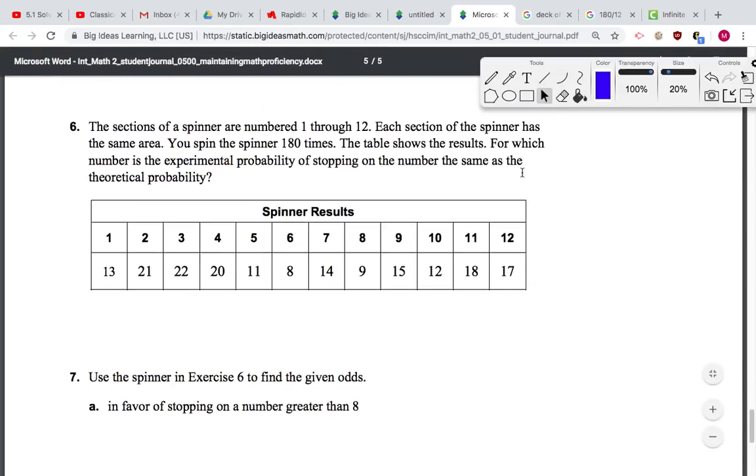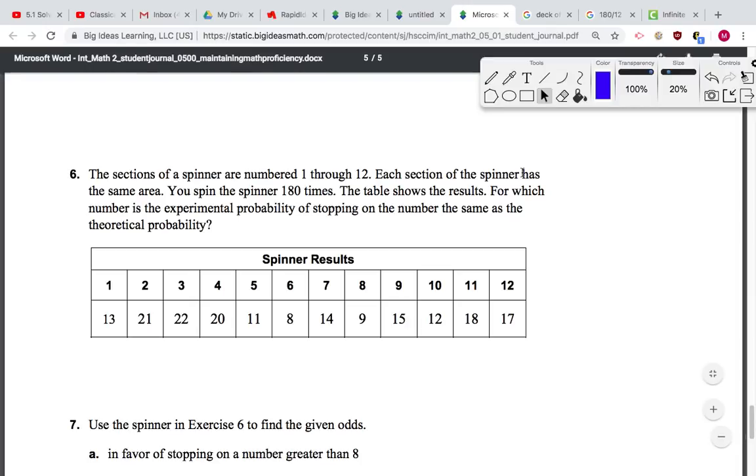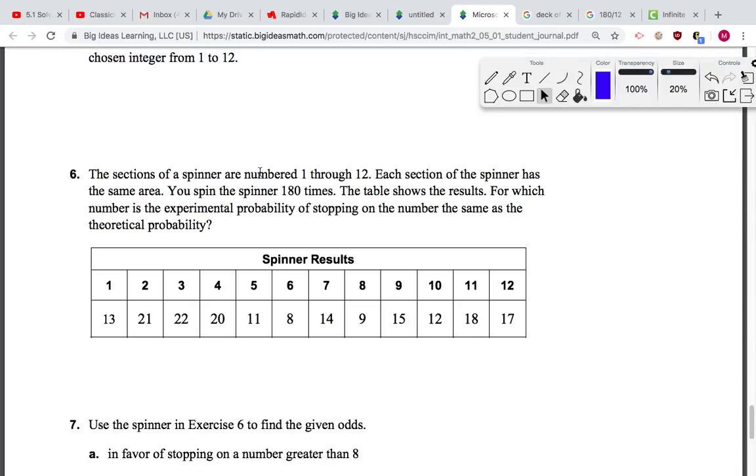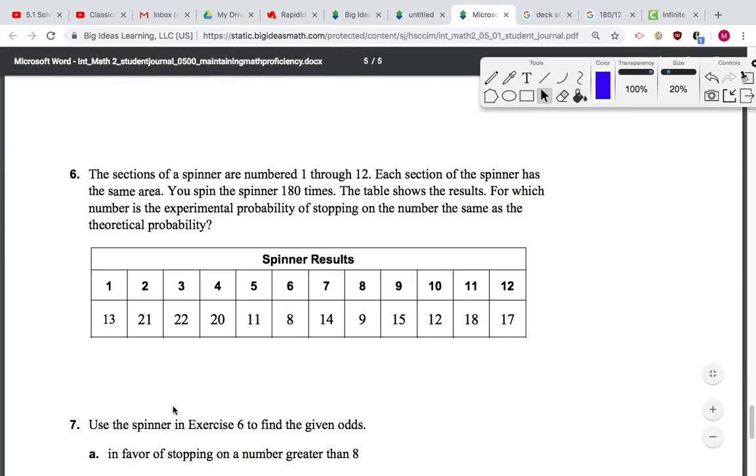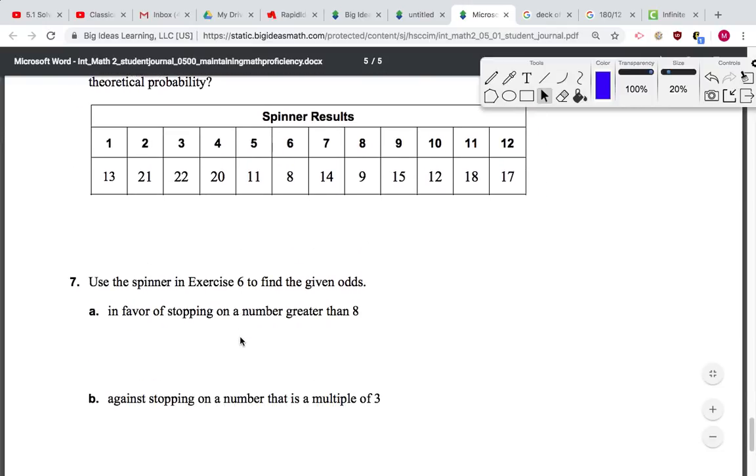Lastly, the sections of a spinner are numbered 1 through 12. Each section of the spinner has the same area. You spin the spinner 180 times. If each section has the same area, then you would expect them to have an equal chance. Now we've done it, and it's clearly different because that's the way reality works, but it asks which number has an experimental probability, which is what actually happened, that is the same as the theoretical. In theory, if you take 180 and split it across 12 numbers evenly, you would expect it to happen 15 times. So go ahead and use that information, answer this question, and then you have a couple more questions here.